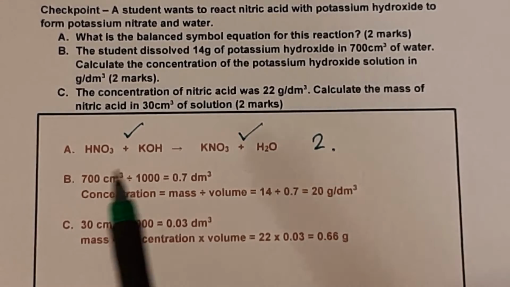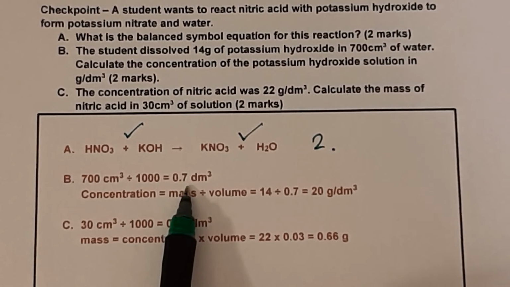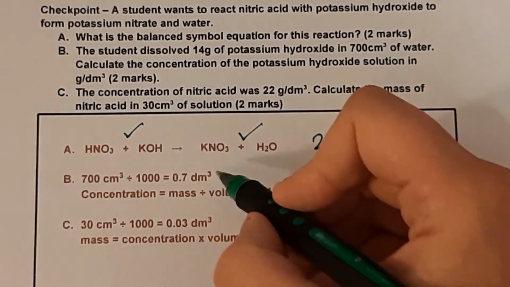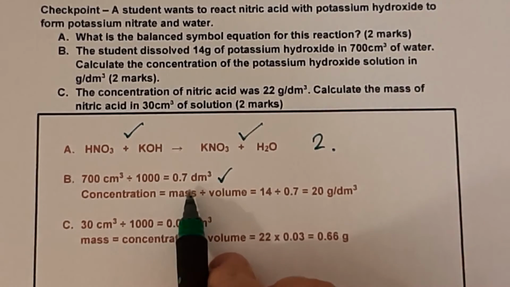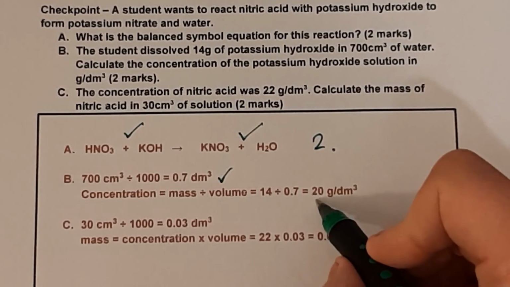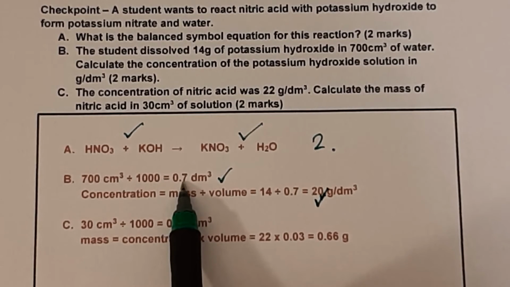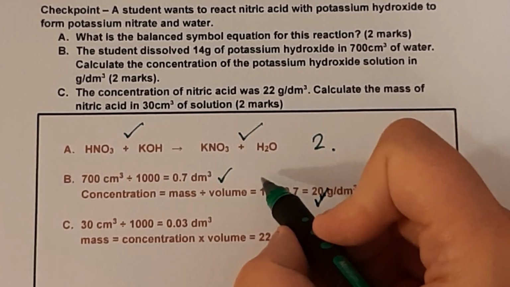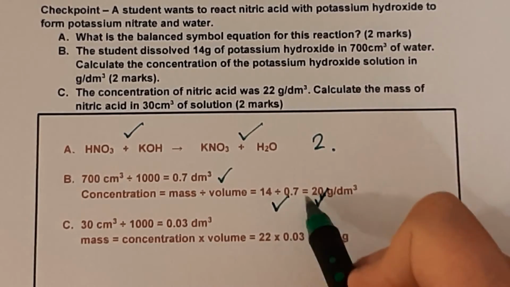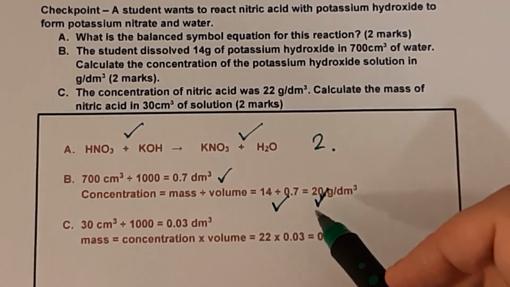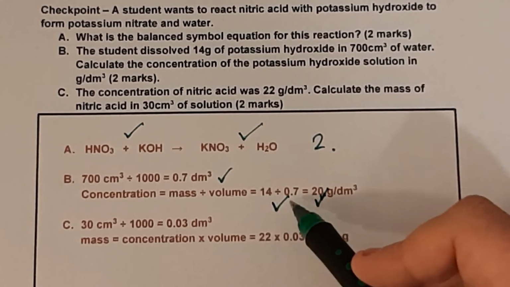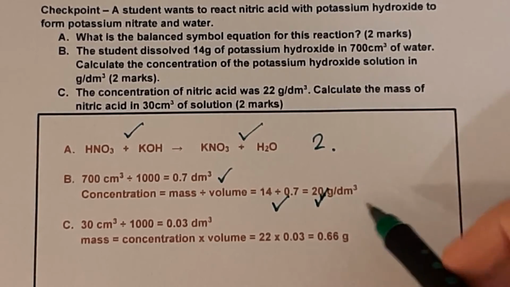Question B. 700 centimetres cubed divided by 1,000 makes 0.7 decimetres cubed. Okay, so that's your first mark, converting the centimetres cubed to decimetres cubed. Okay, and your second mark is for doing the equation and getting an answer of 20 grams per decimetre cubed. Okay, so you can have this first mark either for doing this, 700 divided by 1,000 gives you 0.7, or you can get it for doing 14 divided by 0.7 to indicate that you've done the conversion already. Okay, so you get the mark here for one of these two. So it's a maximum of 2, and one of the marks must come from the answer of 20.